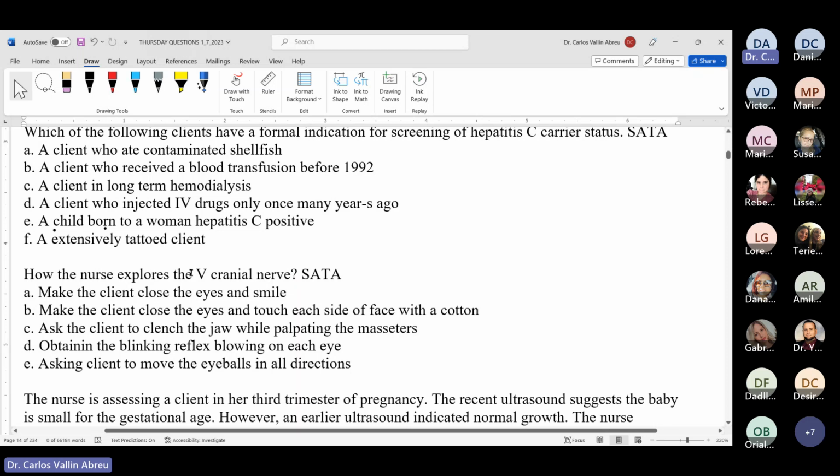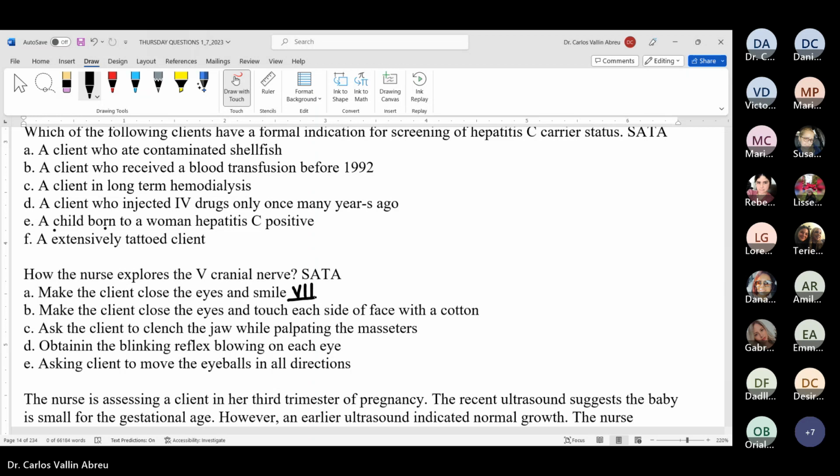How does the nurse explore the fifth cranial nerve? Okay, the fifth cranial nerve is the trigeminal nerve. Make the client close the eyes and smile. Yes or not? No, it's the seventh. This is the facial nerve. Okay? This is the way that NCLEX asks about assessment of cranial nerves, how you explore those nerves.